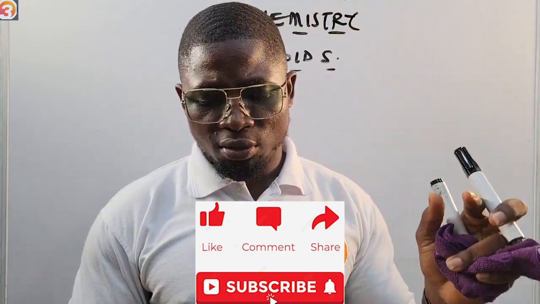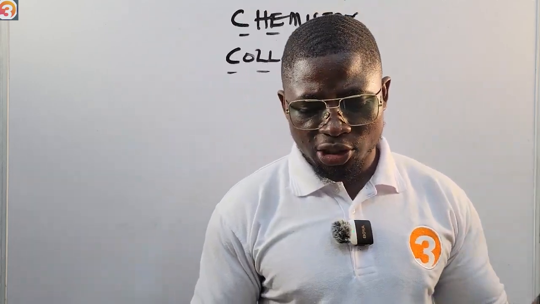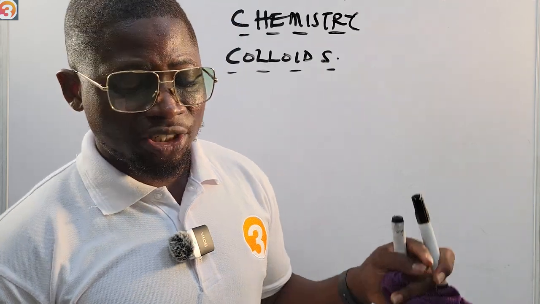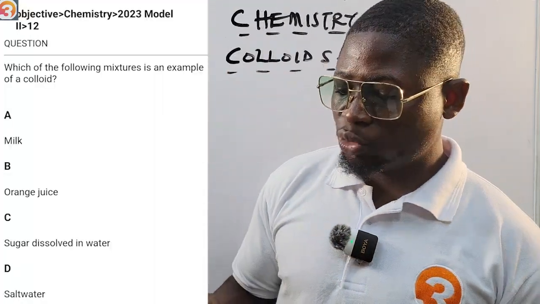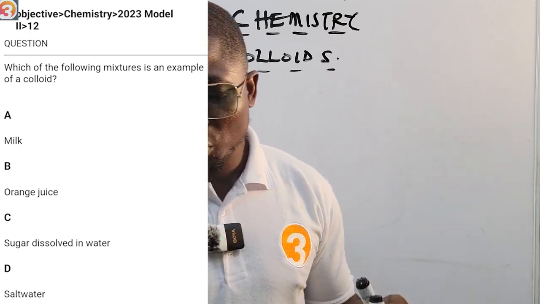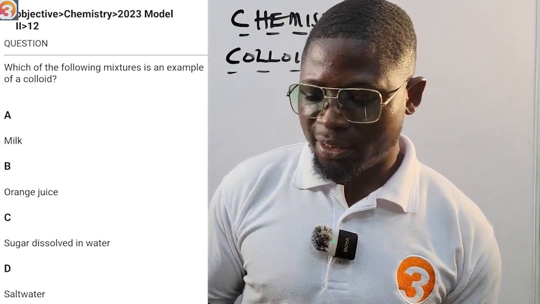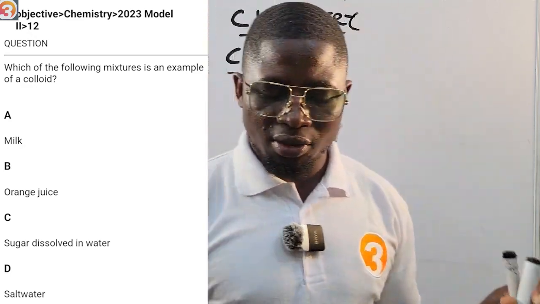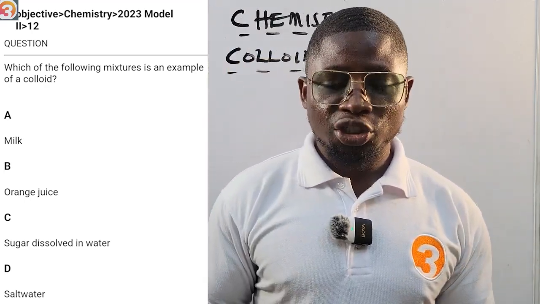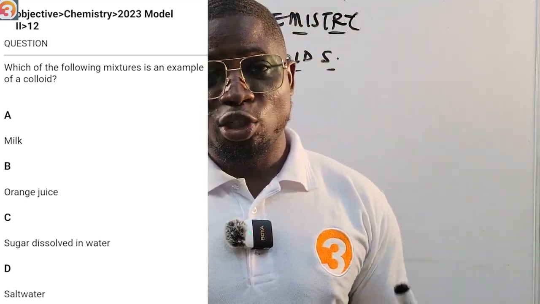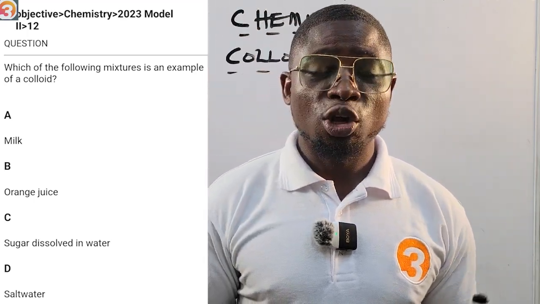Let us see a question about colloids from the application. This is a 2023 JAMB question number 12. They say, which of the following mixtures is an example of a colloid? A, milk. B, orange juice. C, sugar dissolved in water. D, salt water.